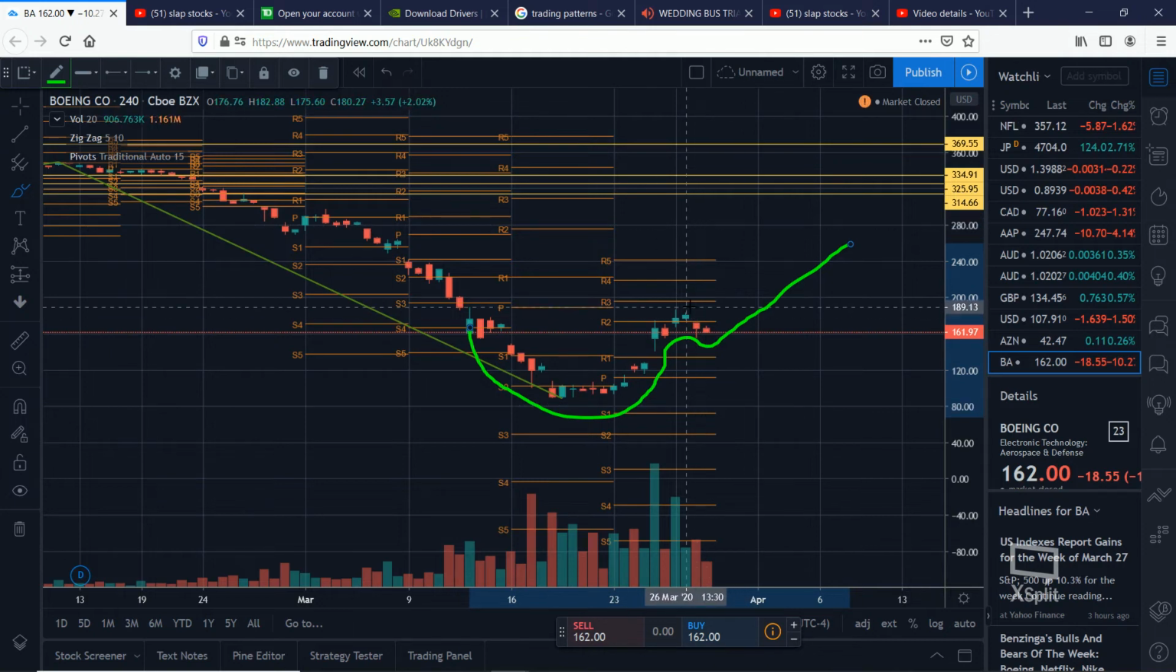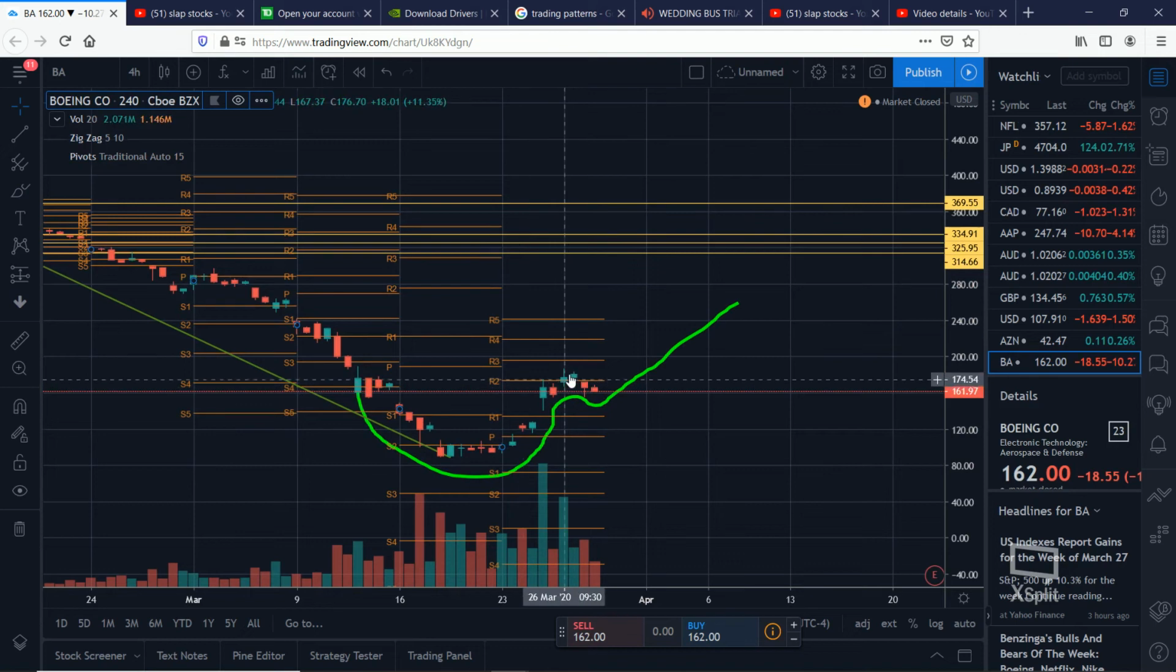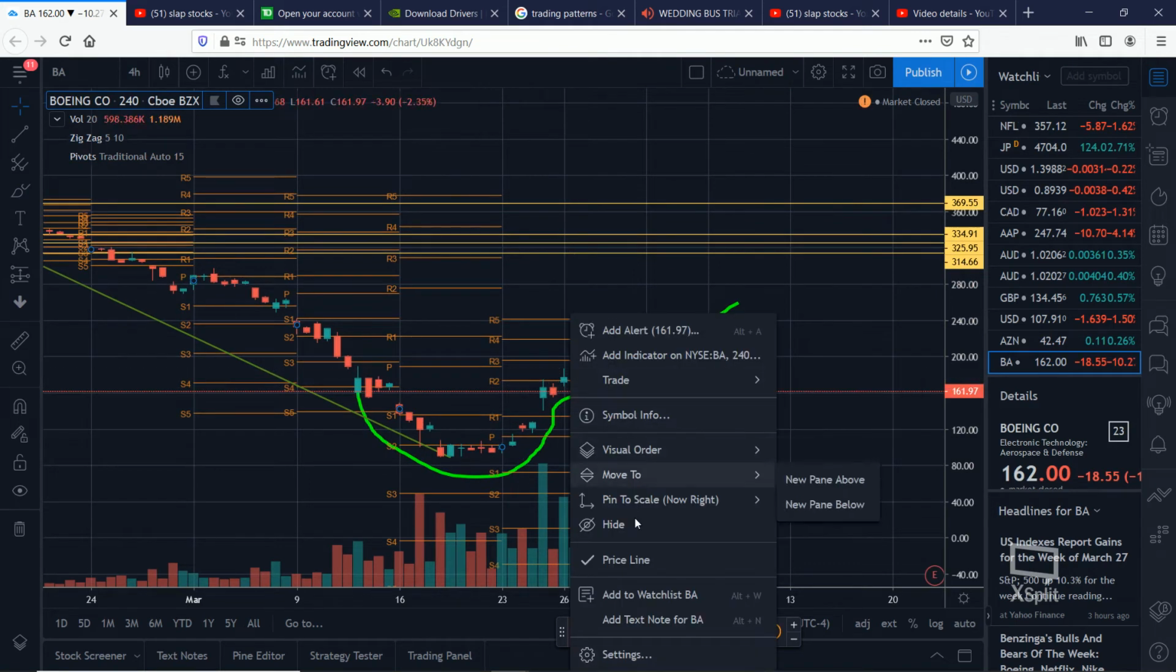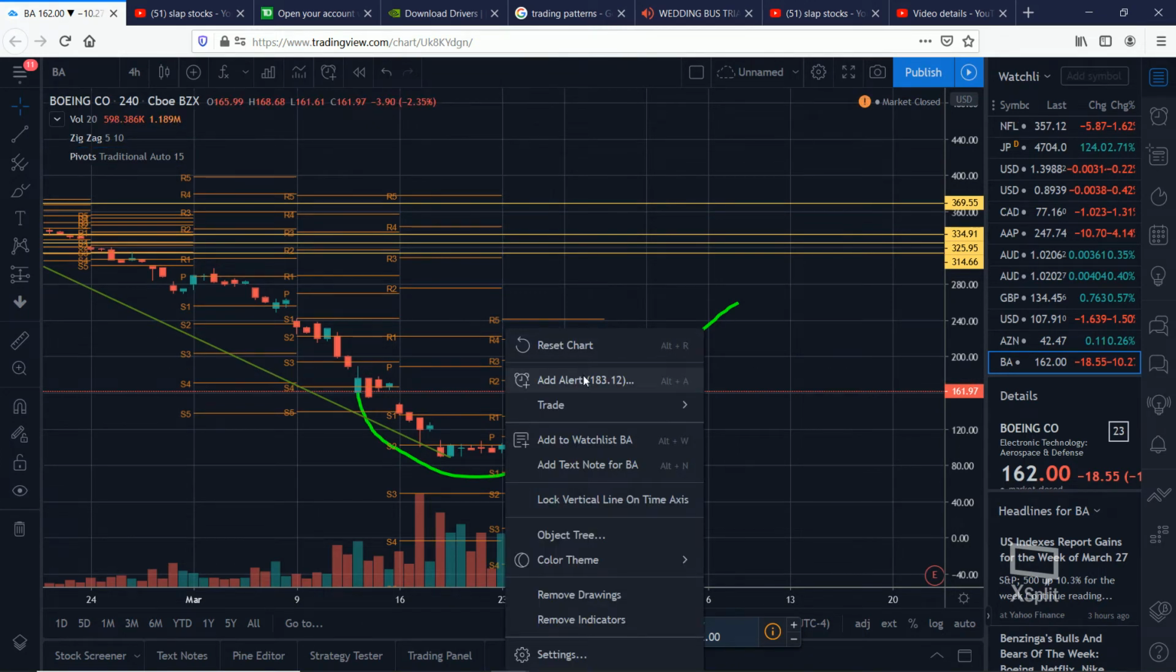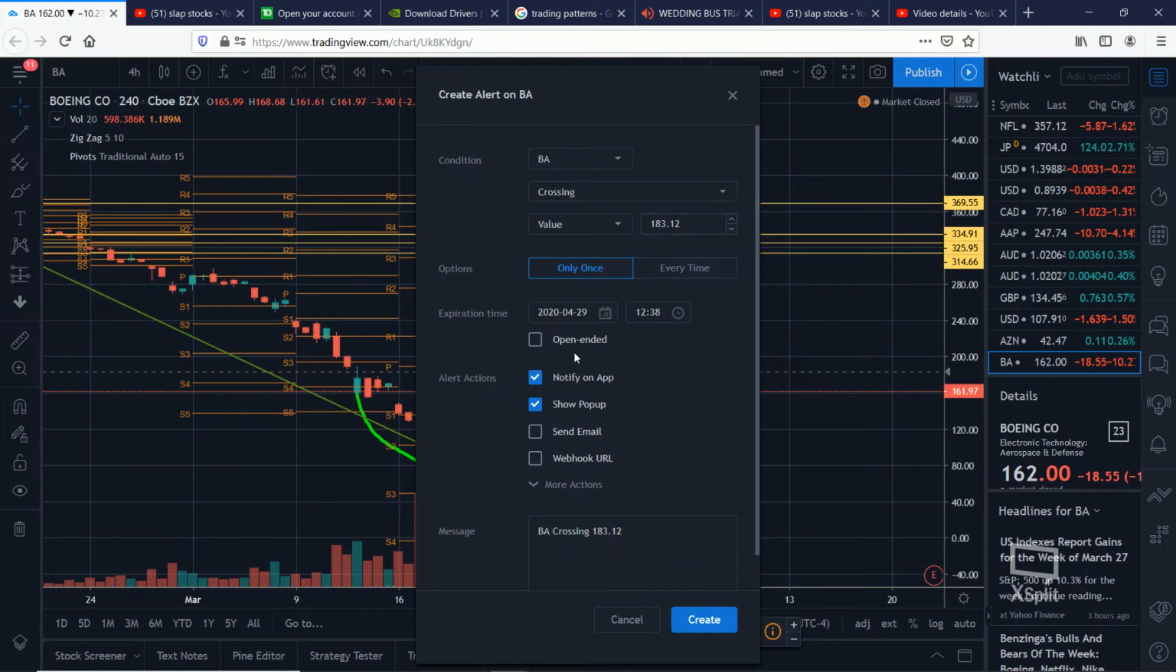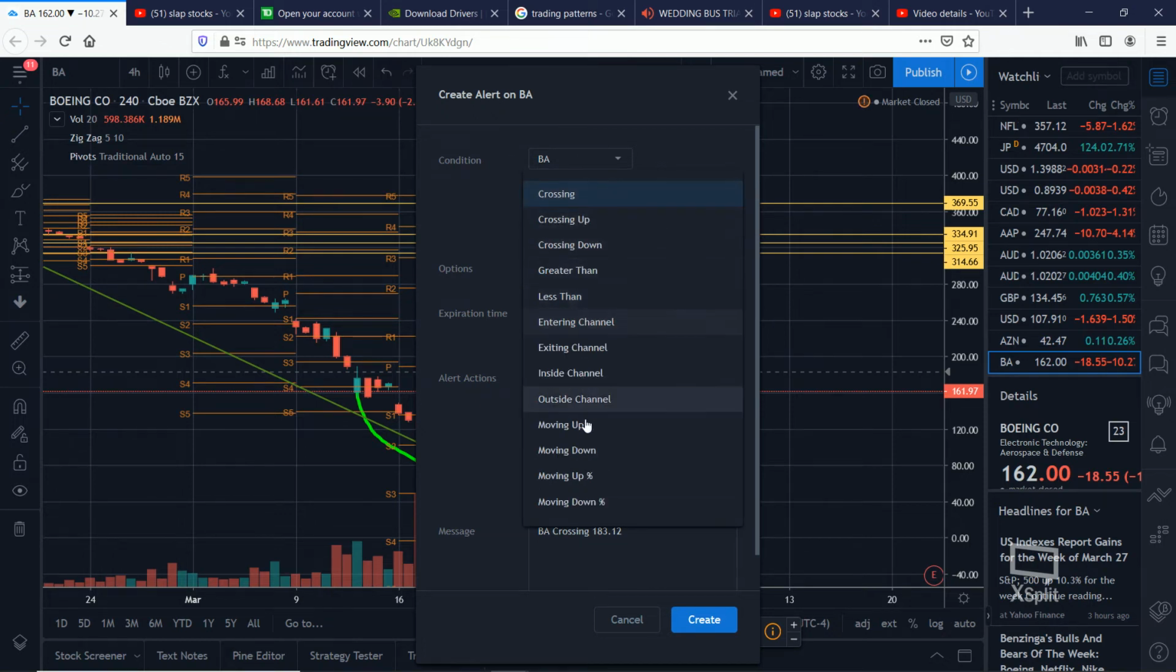This is probably something I'm actually going to look out for. I'm going to keep this updated for the next couple days. Let me add an alert here. Notify apps and email now, every time it crosses, crossing it up.